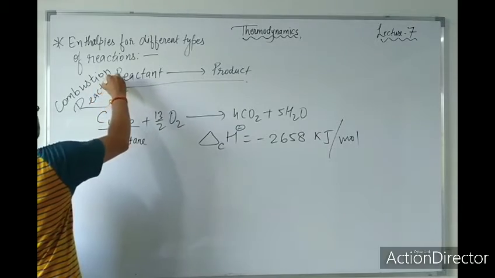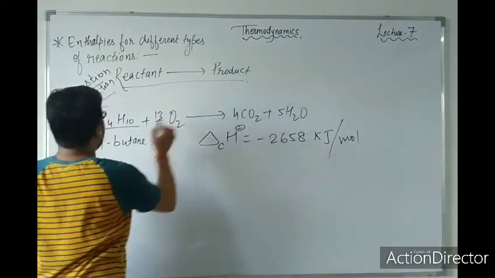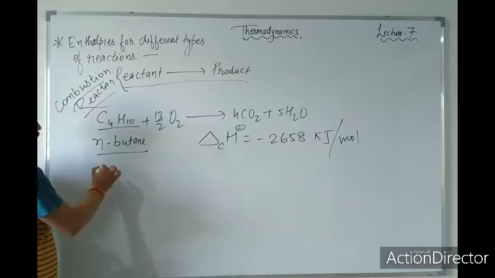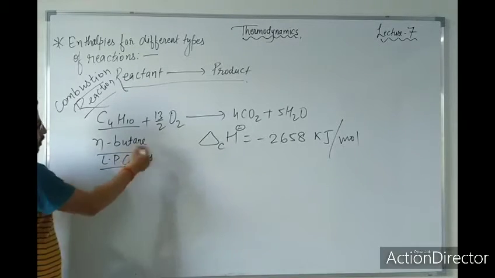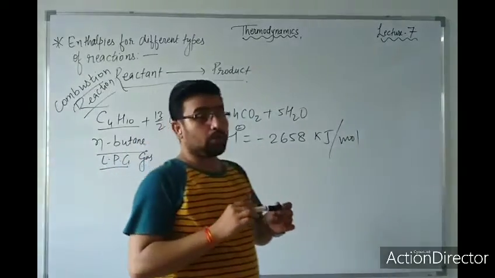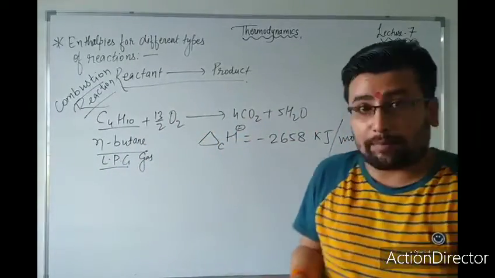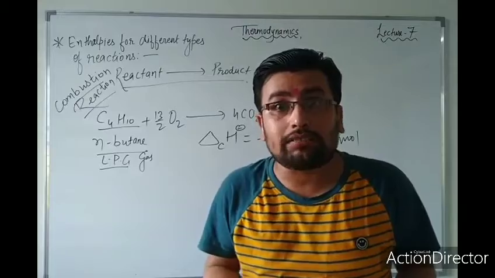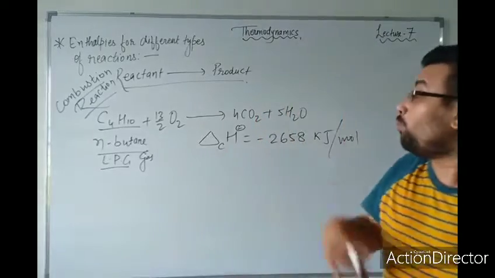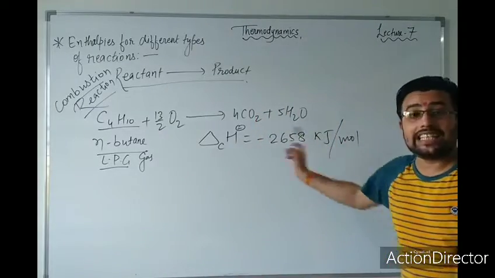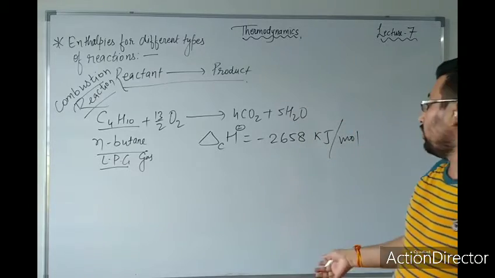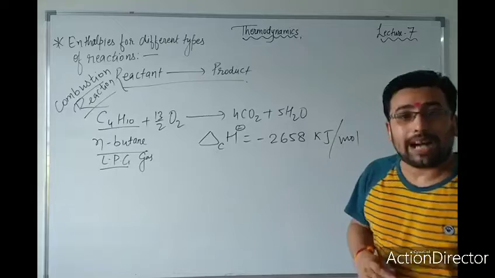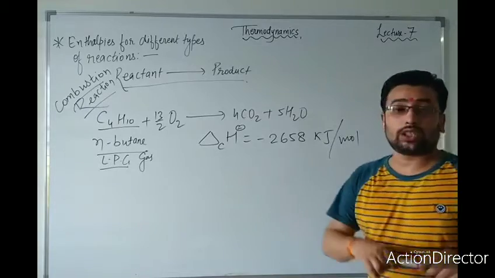Remember this. In this combustion reaction, reactant to product, normal butane. This is your LPG gas, okay? Liquefied petroleum gas. So this liquefied petroleum gas, as I have burned, sometimes it happens that fire has caught in the LPG cylinder only. So to burn this much heat, enthalpy has been exhausted, means it has come out. Exothermic reaction, that's why it's written minus 2658 kilojoule.